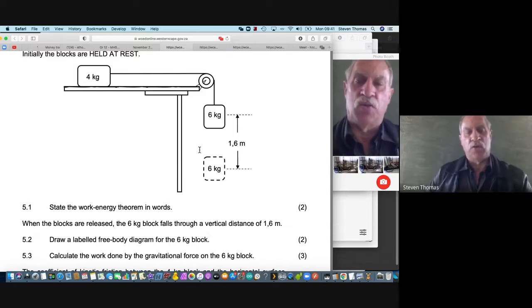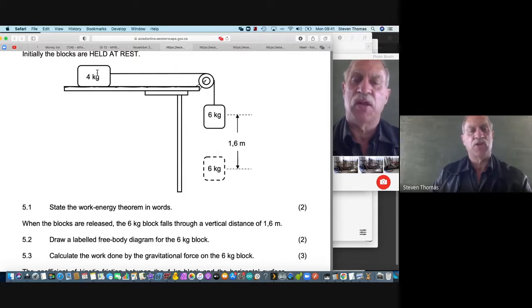Okay, so let's just look at the system. The system as a whole has got two forces acting on it, really. It's got weight and it's got friction. So we can work out the work done by the weight is mgh. That's the positive energy given to this, mgh. The negative energy is going to be the friction times the same distance, because as this falls 1.6, this is going to be dragged 1.6.